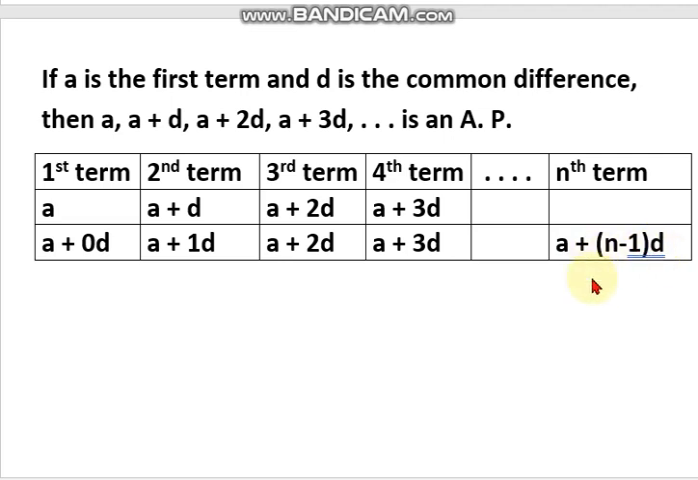So whenever we want to find the nth term of the AP, or maybe the 10th term or 15th term or 28th term, we can easily find the nth term by using this formula, that is a plus (n minus 1) into d. I hope you understood this concept. So now we will start exercise 5.1.